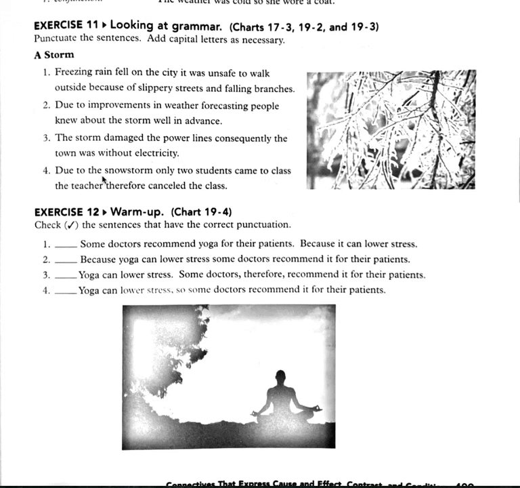Number 4. Due to the snowstorm, only 2 students came to class. The teacher therefore canceled the class. So here's a prepositional phrase. So here you're going to say, due to the snowstorm, comma, only 2 students came to class, period. Capital T, the teacher, comma, therefore, comma, canceled the class. Again, due to the snowstorm, only 2 students came to class, period. Capital T, the teacher, comma, therefore, comma, canceled the class, period.